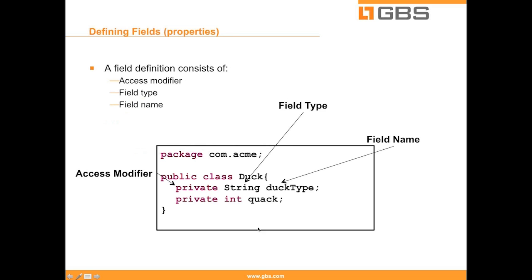Once you have your class defined, inside the class you can define fields and properties. In Java they're really called fields, but in LotusScript terms you're used to referring to those as properties, so I'll probably use those interchangeably. Inside the Duck class, I can create two things: private String duckType, private int quack. Again, you have your access modifier, private or public.